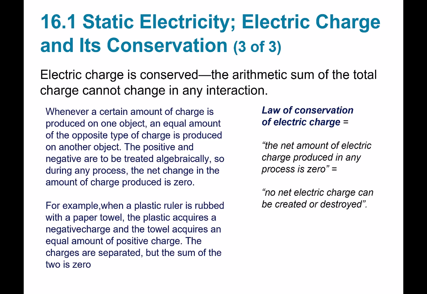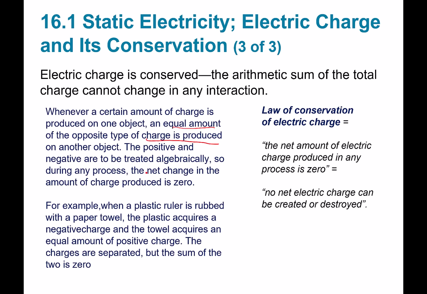Electric charge is conserved, which means the net amount of charge always remains the same. If you rub one object with another, you have not created any new charge, you have just transferred charge from one object to another, but the total charge in nature is conserved. Whenever a certain amount of charge is produced on one object, an equal amount of opposite charge is produced on the other object.